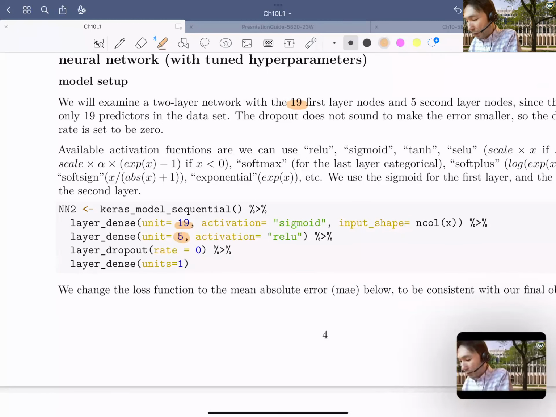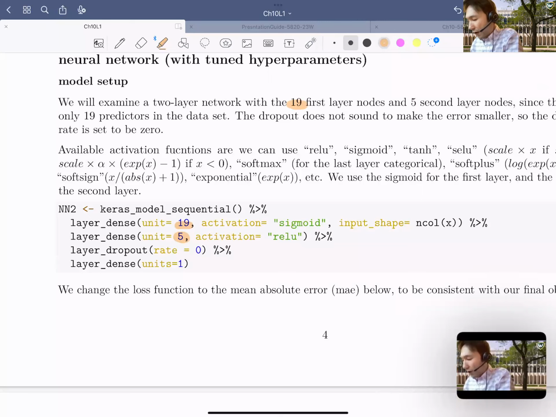And I prepared the second layer. In the second layer, we have 5 nodes. Usually, after the first layer, we want to summarize data into the second layer. So the decreasing number of nodes works well in many cases. Sometimes making it smaller and larger, then smaller, works better.